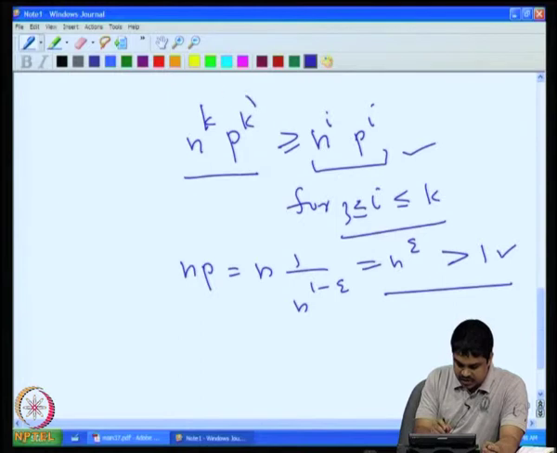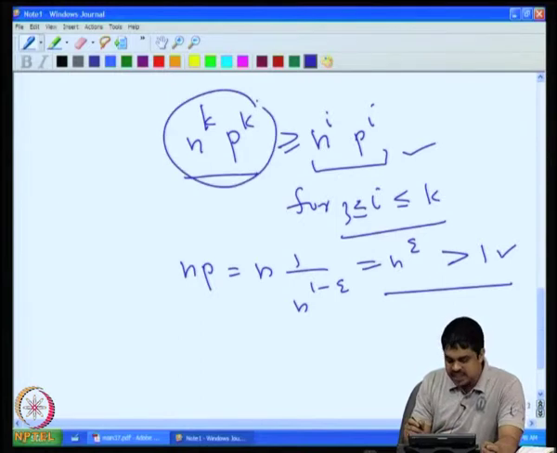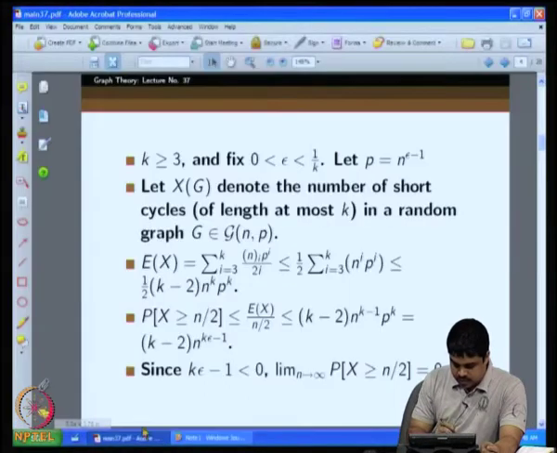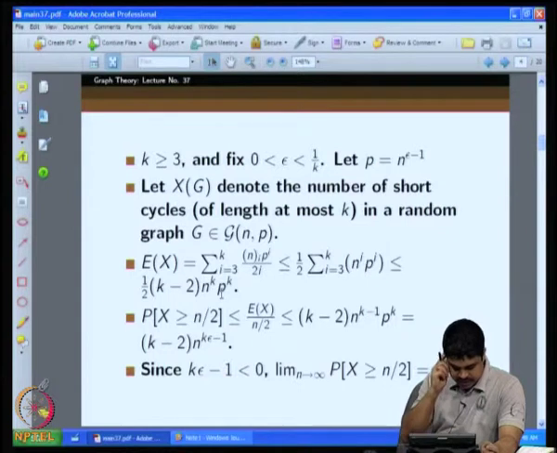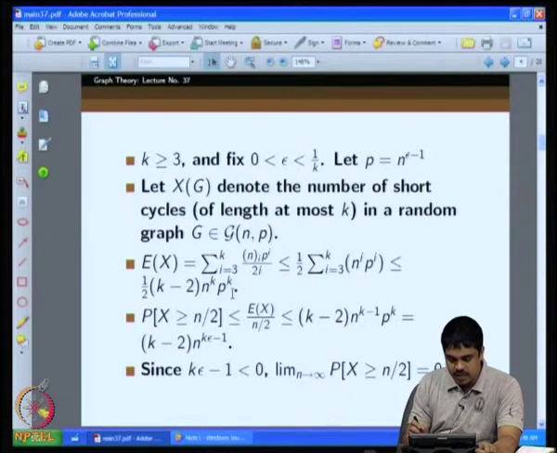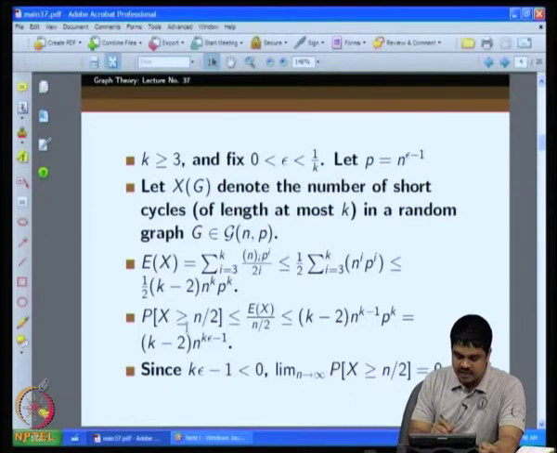So, therefore, n raised to k, p raised to k is indeed the biggest term among the n raised to i, p raised to i terms. So, therefore, we can substitute it with that. Half of k minus 2 into n raised to k times p raised to k will be the upper bound for this. Now, we ask what is the probability that the random variable gets a value greater than or equal to n by 2.